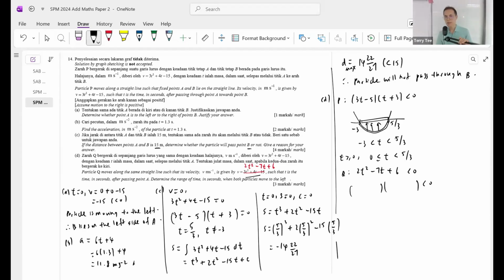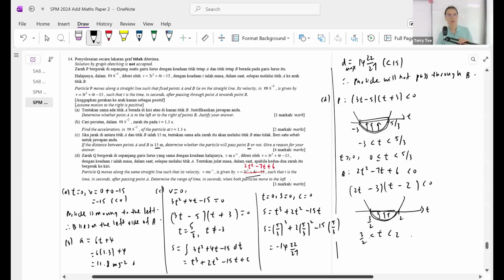If you factorize, it should be 4 and 3. They are both negative. So you sketch a graph. The roots are 3 over 2 and 2. Less than 0 should be in between, right? So your answer is between 3 over 2 and 2.